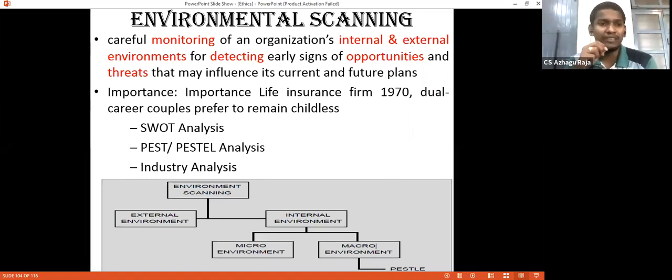What are the types of environmental scanning? SWOT analysis, PEST or PESTLE analysis, and industry analysis. Here we are going to study each and every analysis in detail. So what is a SWOT analysis? SWOT analysis takes into consideration both internal as well as external analysis, so a combination of the two.